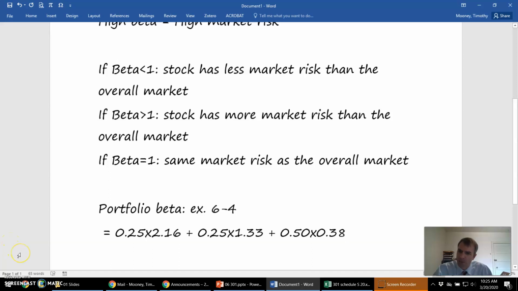All right, so beta measures market risk, and we manage market risk by either investing in high beta stocks or low beta stocks.